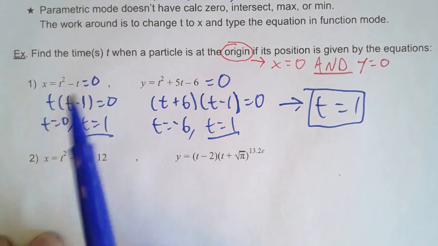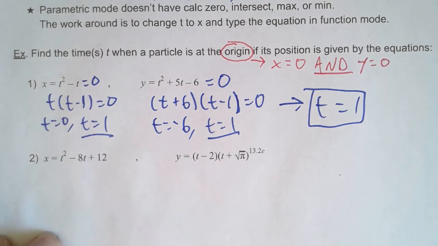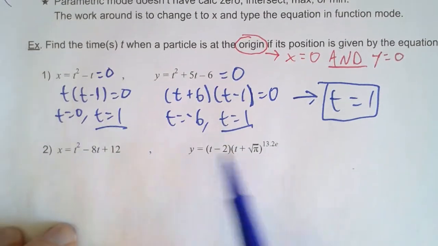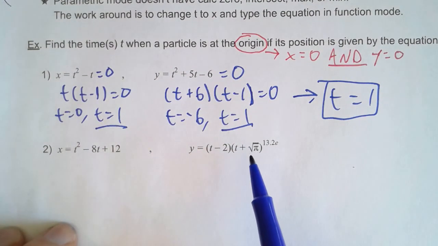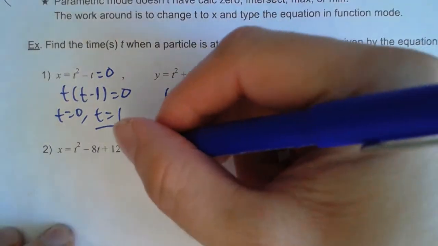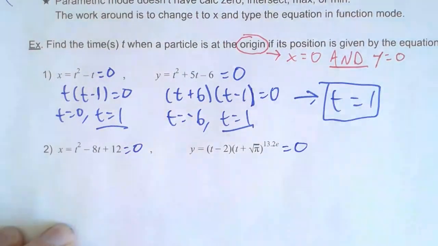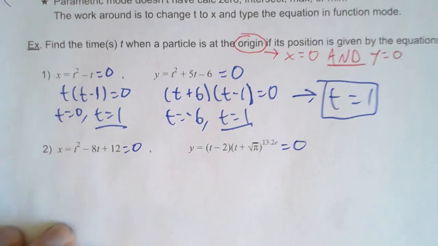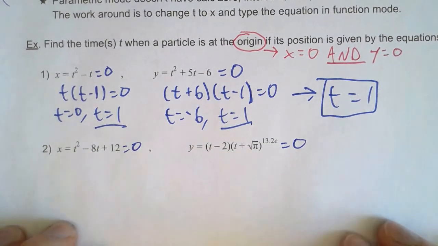The problem is if you just take the two equations and set them equal to each other, maybe you're finding a time when it's the point (2, 2) or the point (7, 7). You wouldn't necessarily be finding (0, 0). So I started making kind of funny problems like this to force students to actually solve both equations being equal to 0. Now if you try to set these two things equal to each other, you'd have some trouble.